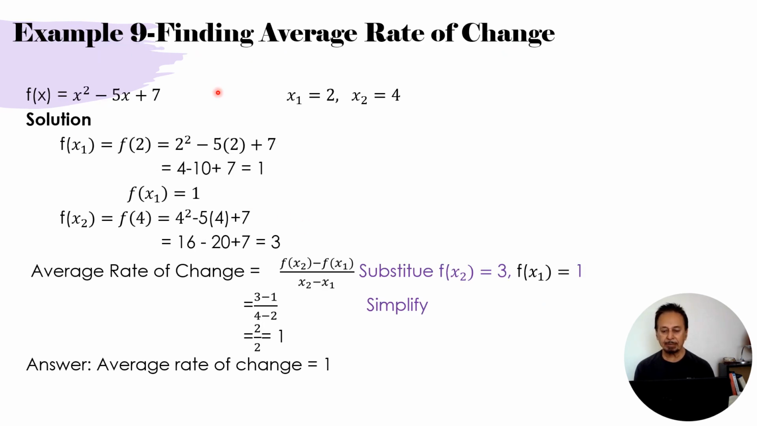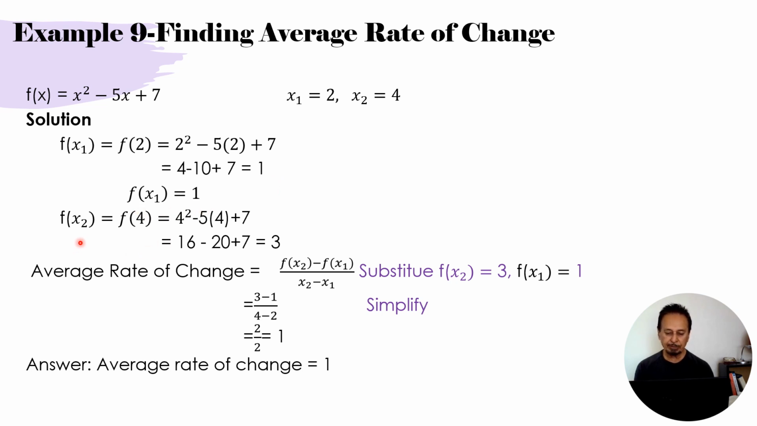Here is another example of finding the average rate of change. f of x is x squared minus 5x plus 7. x1 is 2 and x2 equals 4. First we find f of x1, which means we find f of 2. We substitute 2 for the x's, and it becomes 2 squared minus 5 times 2 plus 7. 2 squared is 4, 5 times 2 is 10, and plus 7. 4 minus 10 is -6. -6 plus 7 is 1. So f of x1 is 1.